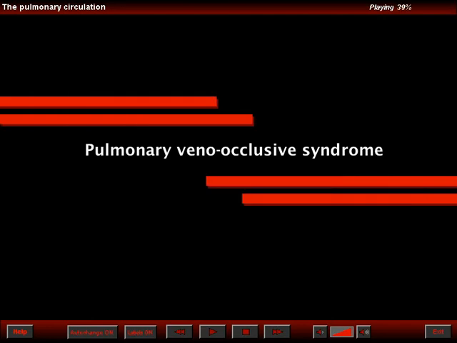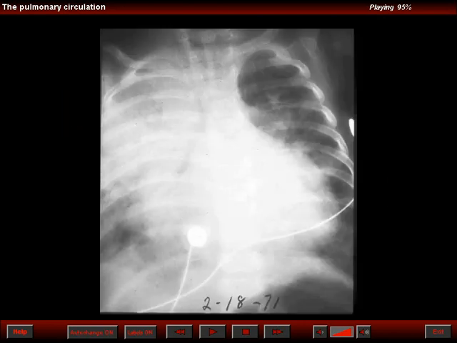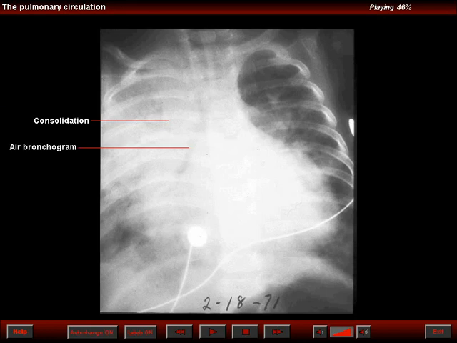Pulmonary veno-occlusive syndrome is another cause of pulmonary hypertension. This is a very interesting patient who presented with an area of consolidation in the right upper lobe. Note the presence of an air bronchogram. Differential diagnosis would be pneumonia, and we might consider some other conditions where air has been replaced by something like edema, hemorrhage, and less likely neoplasia.